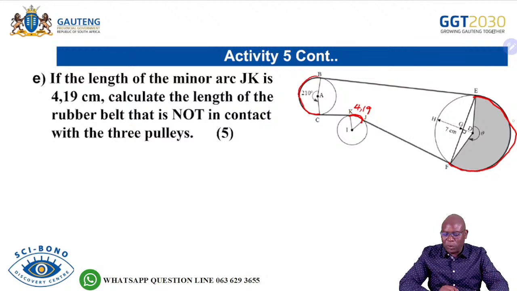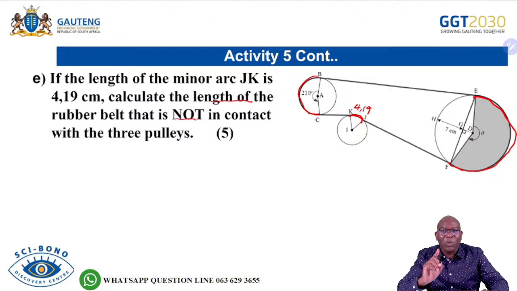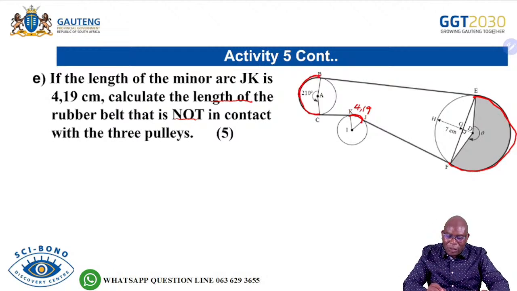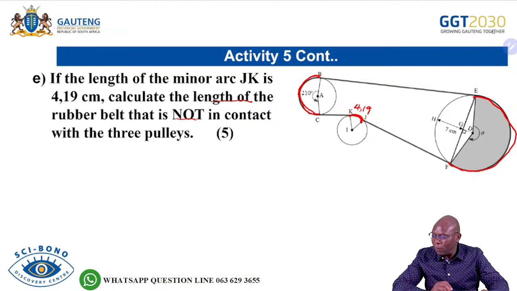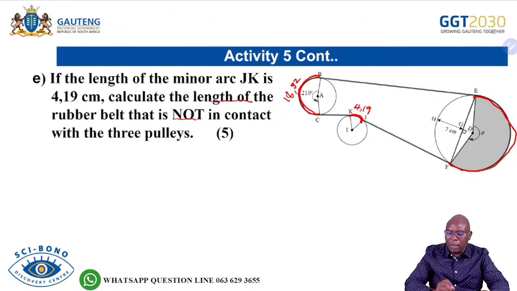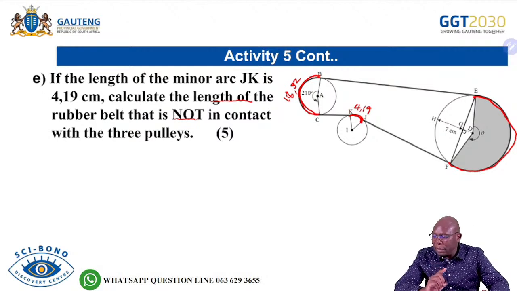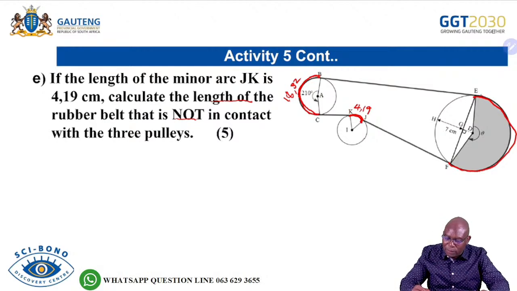So you can see all the parts that I've indicated in red are not needed in this question because it says calculate the length of the belt that is not in contact with the 3 pulleys. So these parts here are in contact with the pulleys. This part is in contact with the pulleys. So I know that the other one that I got was 18.32. Got it, remember I got the length of EF. Then the one that I need now, it's this one. I haven't calculated this one, remember? This one I have, that one I have, but I need that part.